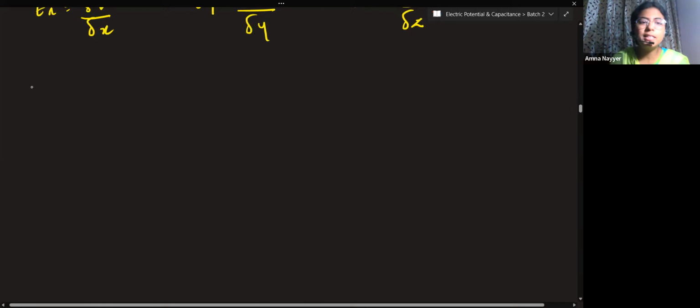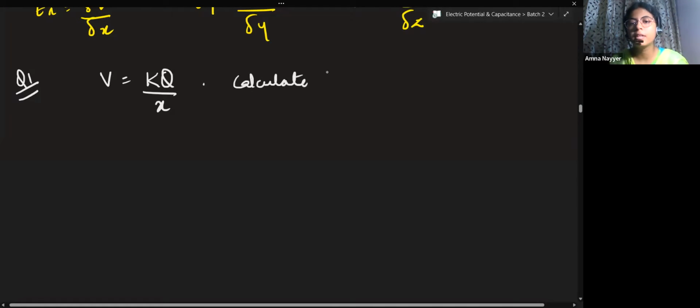Before doing something easy, let me tell you one thing. Potential was kq divided by x. X, I have taken as this distance. What if I want the electric field from this? If I ask you to calculate the electric field.